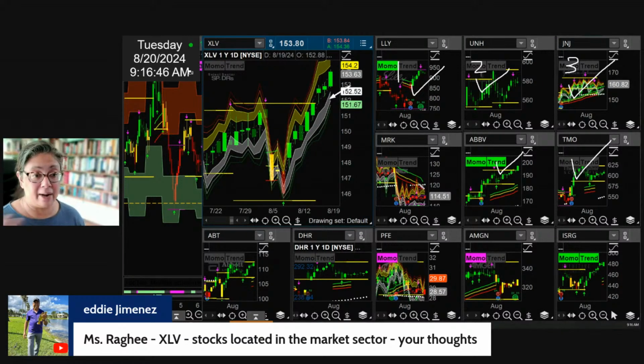5 out of the top 6 are bullish. 1 is a trend, but the rest are bullish, green candles. And that would open the door to say, hey, you know what? If enough of those boats are moving, why not play the tide and not just the boat? So that's the way I would look at XLV, Eddie.